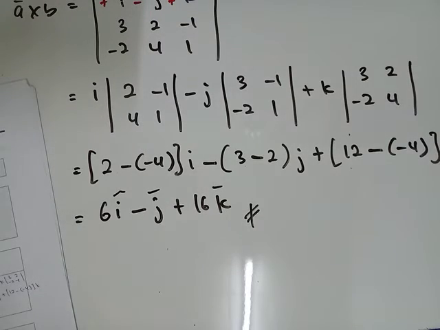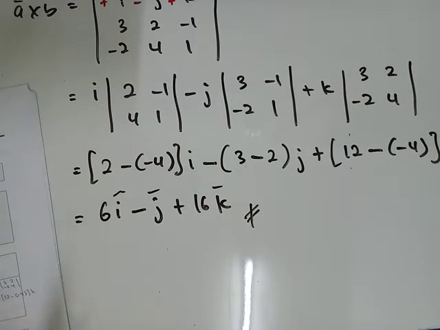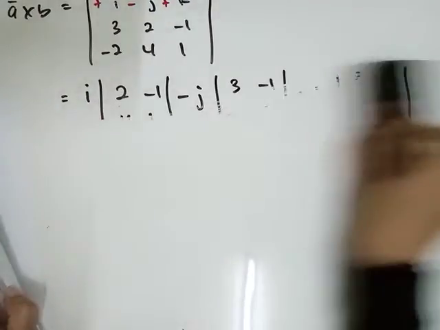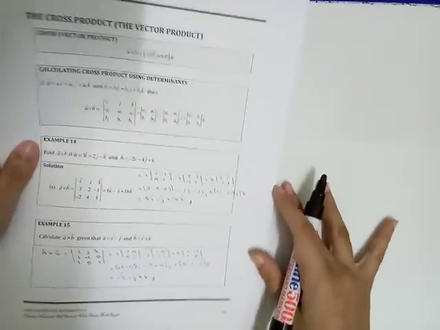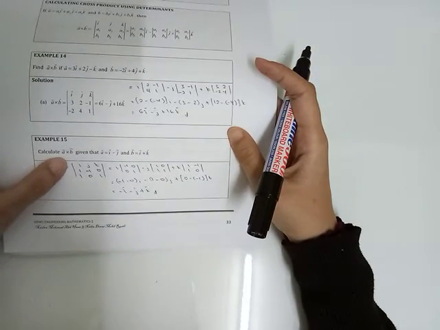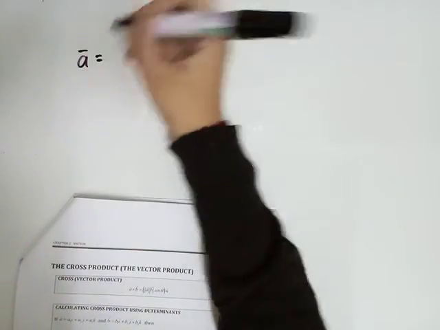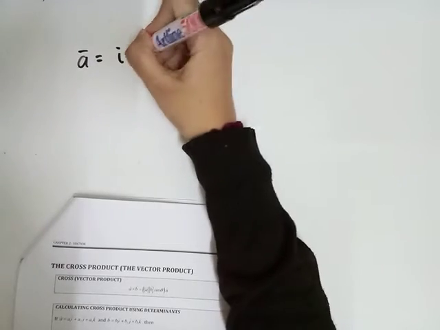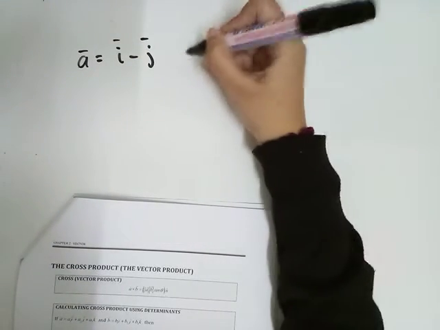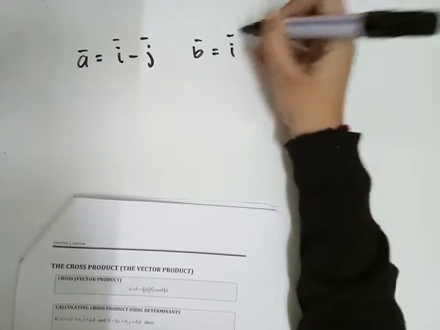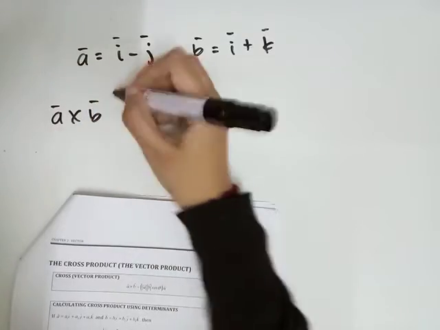Okay, that was example 14. So look at example 15. Example 15 tu, calculate vector A cross vector B. Given that, dia dah bagi vector A and vector B. Vector A is I minus J, and vector B is I plus K. So vector A cross vector B.